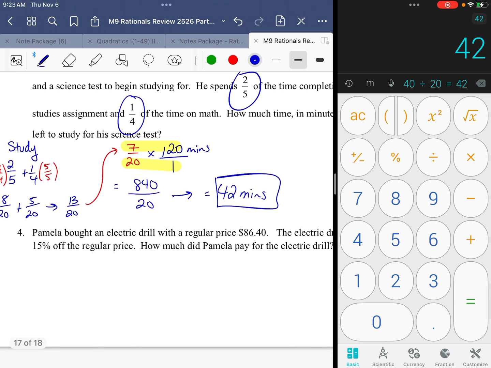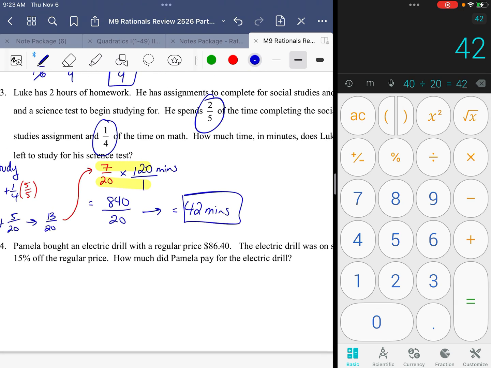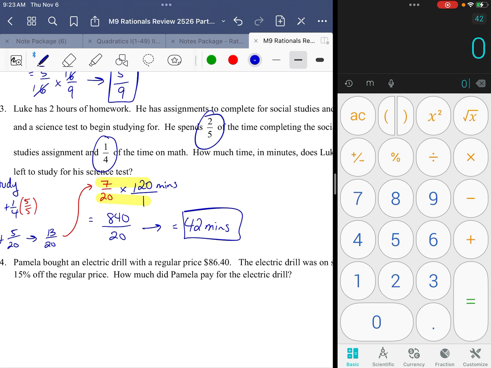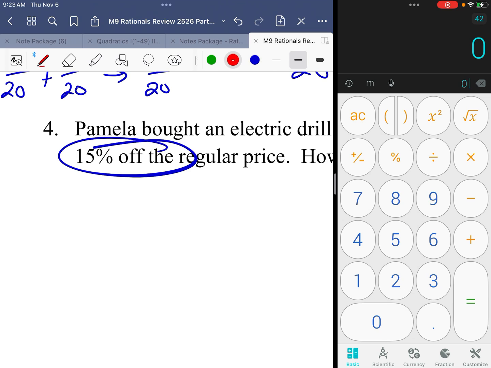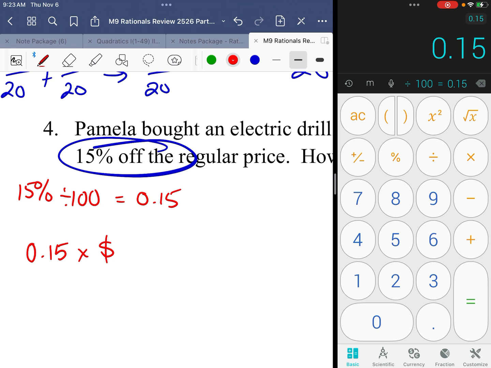So there's 42 minutes left to study for the science test. Last question here. Pamela bought an electric drill for $86.40. The electric drill was on sale for 15% off. All right, so let's figure out how much she gets to save. So 15% divided by 100 is 0.15. We're going to take that 0.15 and multiply it by the price to figure out how much she saved. 0.15 times 86.40 is $12.96 in savings.